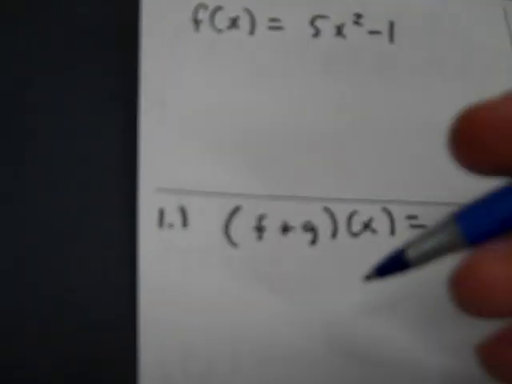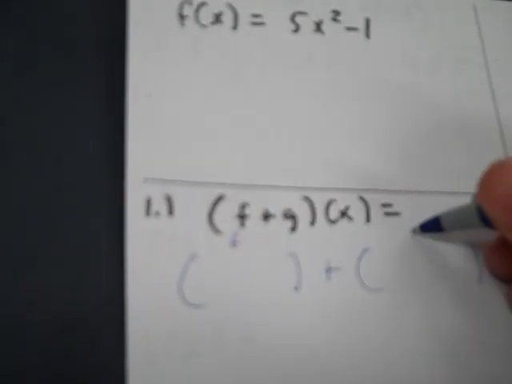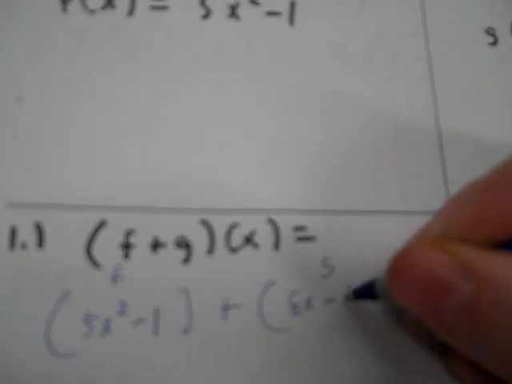Okay, and our second assessment over the composite functions. I'm going to pull out a piece of scratch paper here. And we have two functions, f and g. Okay, first is adding. That's easy. You just make two parentheses for the two functions. This is the f, this is the g. The f is 5x to the power of 2 minus 1, and the g is 8x minus 3.